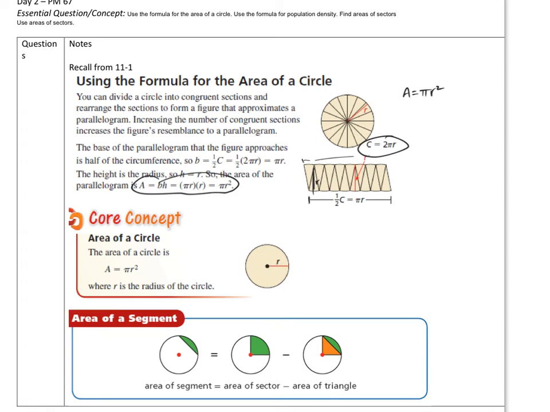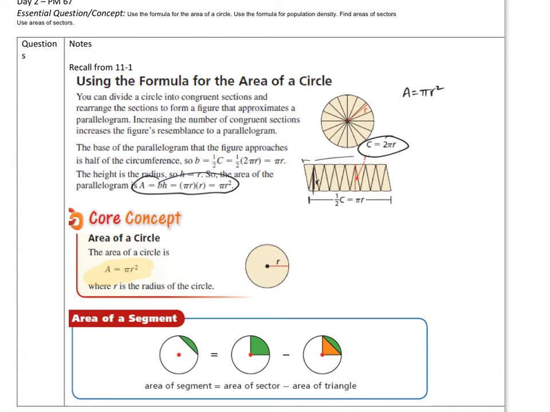So the area of a circle, we know it as pi r squared right there, and that's something that you should have already known. But now what if we want the area of part of the circle? Well, we can call it a sector of a circle, a segment in a circle, those types of things. So let's take a look at what we got here.